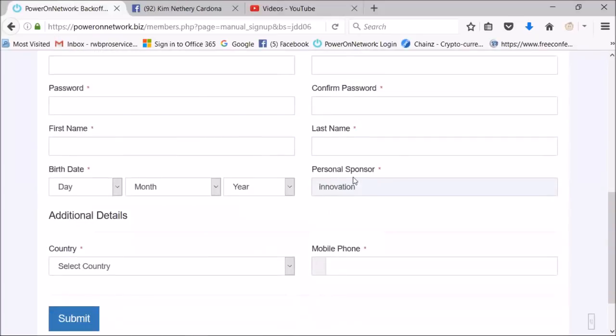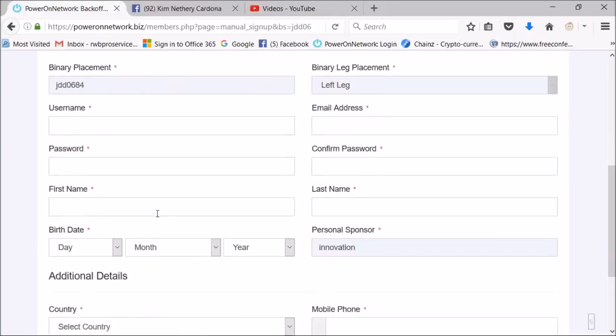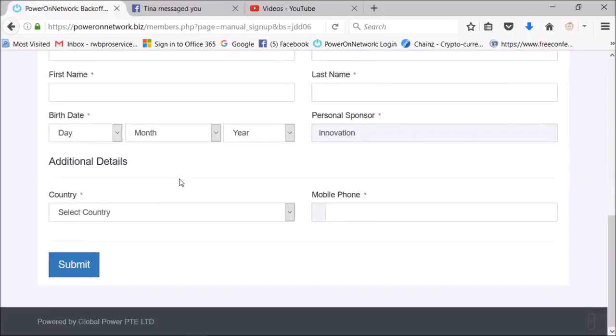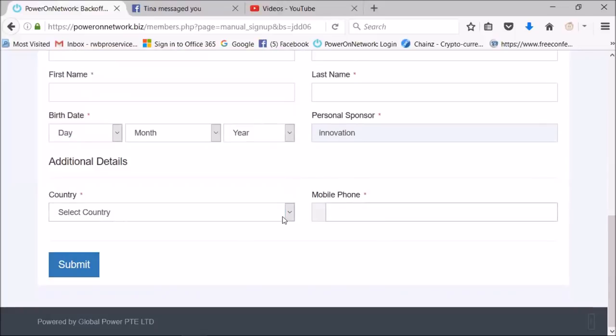As you can see, personal sponsor is right here, okay? You would put in that person's username, whichever they chose. You would put in an email address. You would put in a temporary password twice because it has to be confirmed. You would put in their first and last name, date of birth. You would select the country. And again, for here in the United States, as of right now, you would have to click Canada, and then eventually we will switch that over to the United States. You will also want to put in the person's phone number.